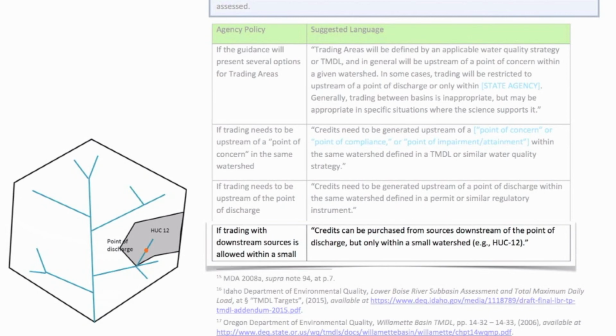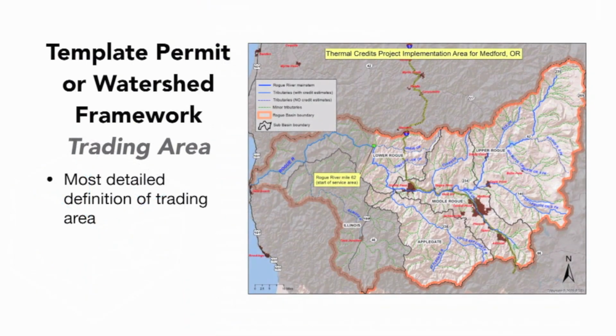You'll notice this is significantly more detail around trading areas than is provided in the template rule, but it does not go so far as to say where exactly trades can occur for a given permittee. The most detailed definition for a trading area is going to be in the watershed framework or the permit. The permit is the final enforceable regulatory instrument. A watershed framework sets those policies that are consistent at the watershed scale. In this case, a watershed framework and permit would have the same information, the final trading area map. For the city of Medford, Oregon, that's the watershed boundary for the thermal load TMDL.